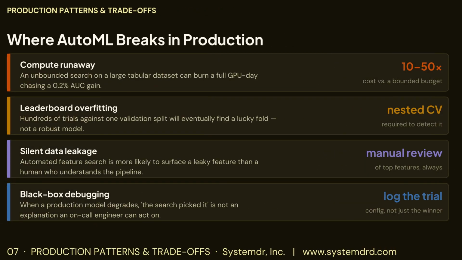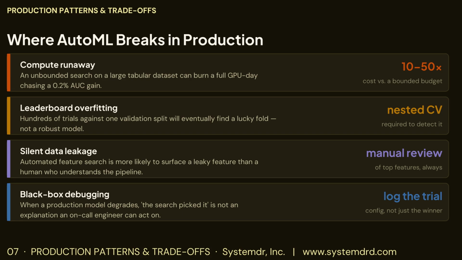Now, let's talk about the failure modes that don't show up in a vendor demo. First, compute runaway. An unbounded search on a large tabular dataset can burn a full GPU day chasing a fraction of a percent of AUC improvement. We're talking 10 to 50 times the cost of a properly bounded search. This is almost always a symptom of skipping the budget constraints we just saw in the code.